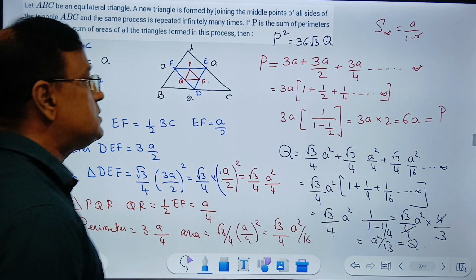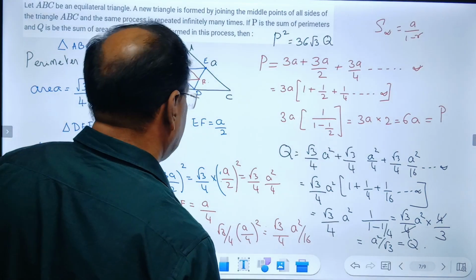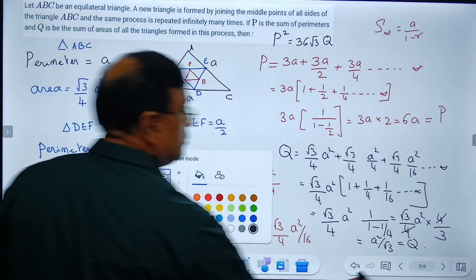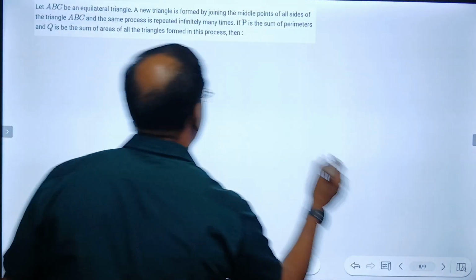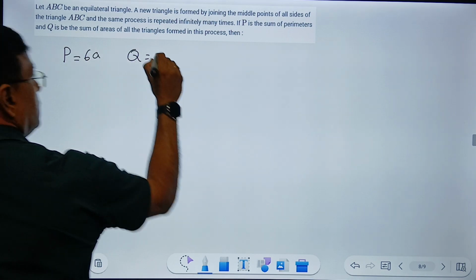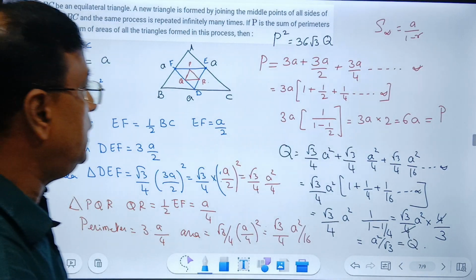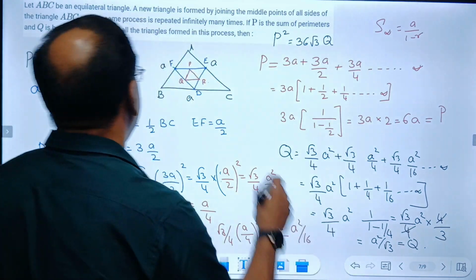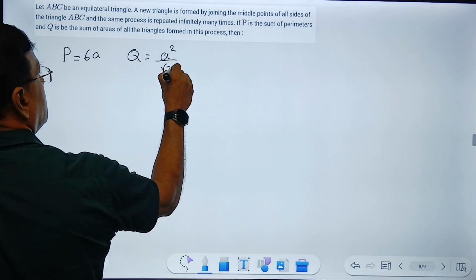Now what I will do is I will square P. Let us see what the relation between P and Q is. I'll go to the next page. What is my P? P is 6A. I'll write here, P is 6A. And what is my Q? My Q was root 3 by 4 A square into 4 by 3. 4 gets cancelled. So A square by root 3. Correct?